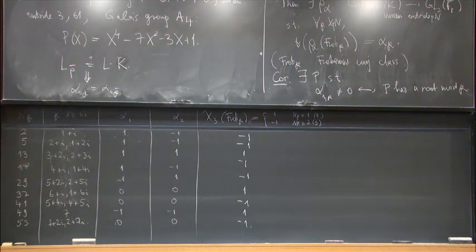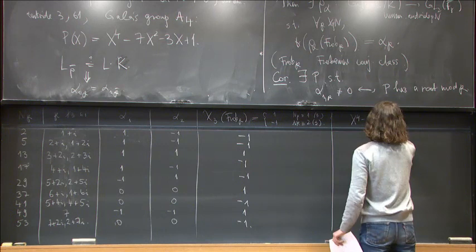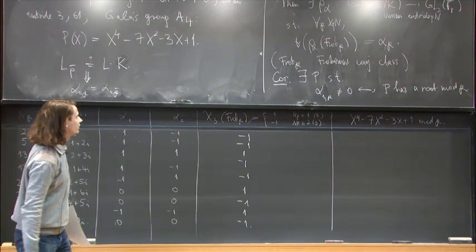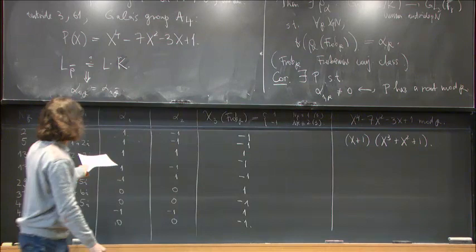And so now we can numerically test this relation. So we look at this polynomial mod P. And we find that, so in this case, alpha 1 is non-zero. So we expect that it has a root. And indeed, it factors as a linear polynomial and a cubic polynomial. In the second case, again, alpha is non-zero. So we expect that there is a root. And indeed, there is a root.